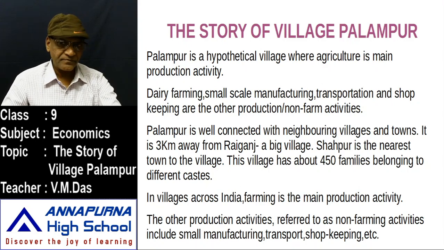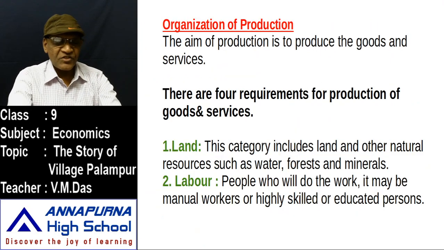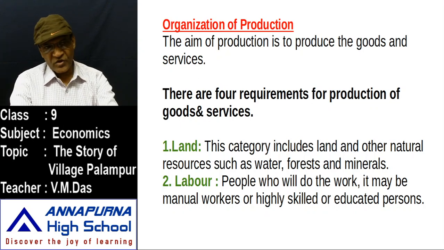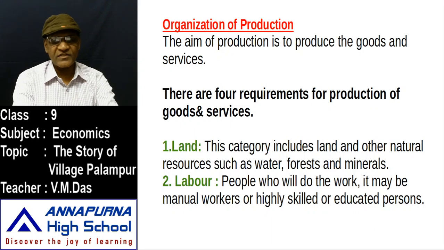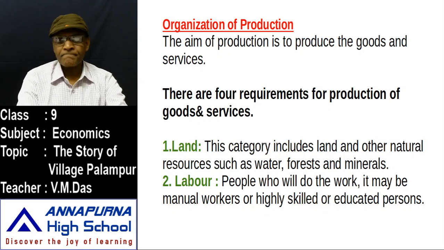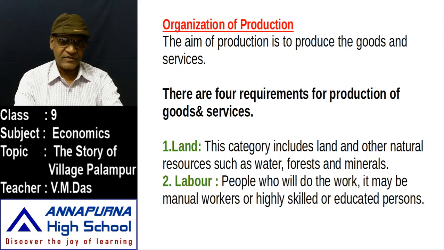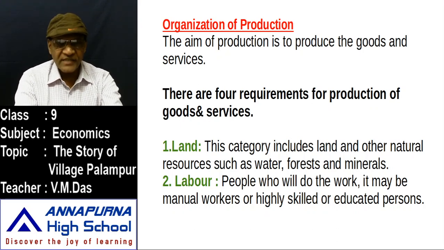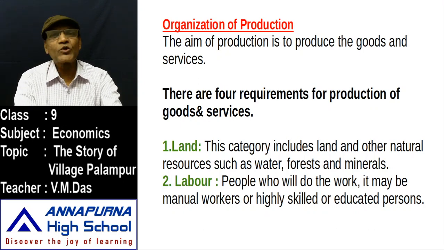Now, organization of production. The aim of production is to produce goods and services. What is the main purpose of production? Mainly, production is to produce goods and services that can satisfy the needs of the people. Our needs are met by the goods and services, and for this purpose production goes on.